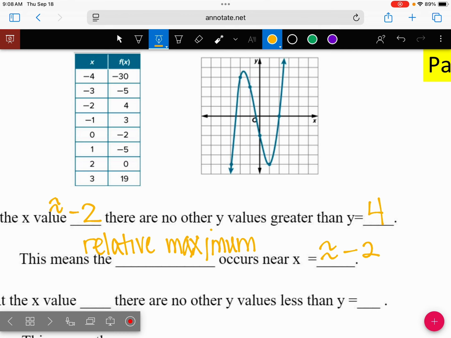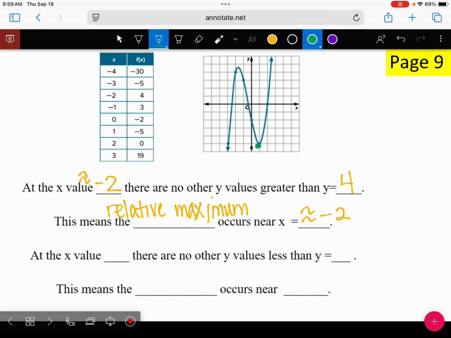And do we have a relative minimum? Do we have a dip? We do. So the dip is about here. All right, what's the x value of that green point? 1. And at that point, we don't have any y values less than, and I put -5. Let me make sure. 1, 2, 3, okay. So what that means is that we have a relative minimum, and that's going to be near x equals 1.